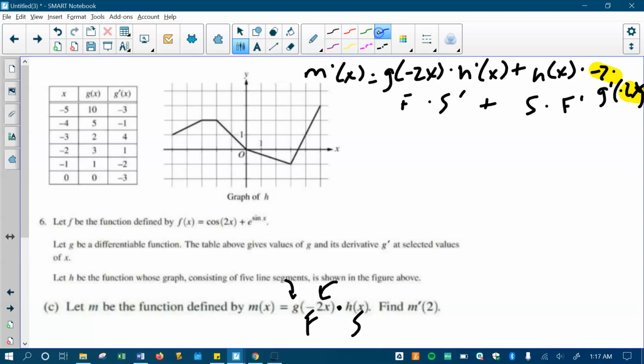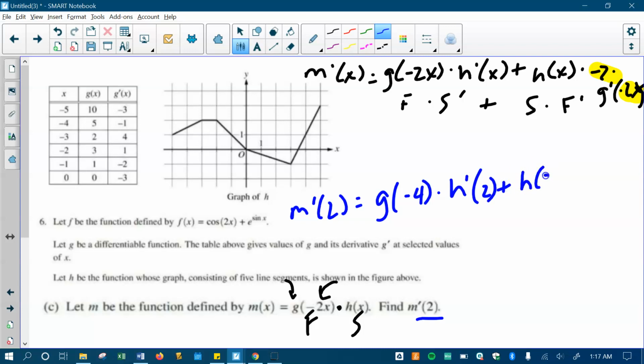Okay, next, let's plug in 2. So now we have m prime of 2 is equal to g of negative 2 times 2, which is negative 4, times h prime of 2, plus h of 2 times negative 2 times g prime of negative 2 times 2, which is negative 4. Let's see what we get here. So now we're going to get g of negative 4 is 5 times h prime of 2.